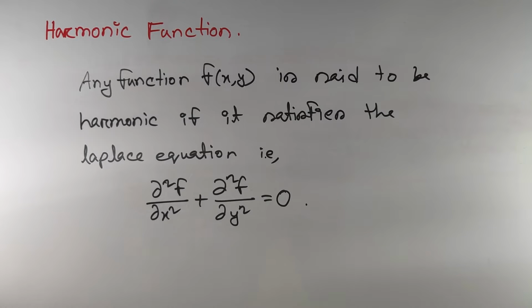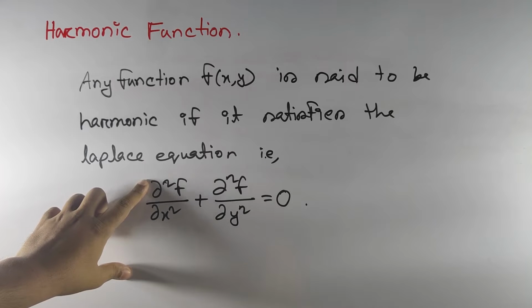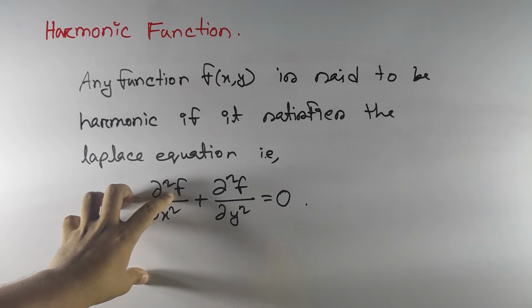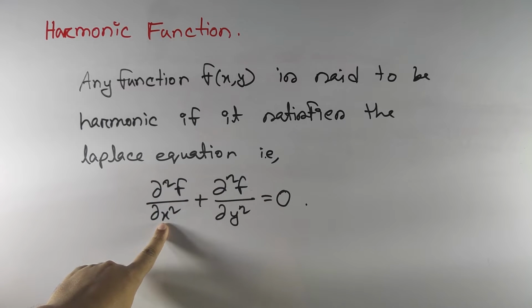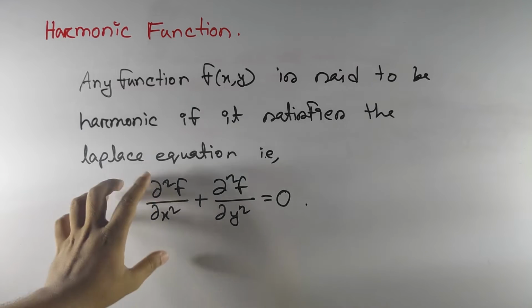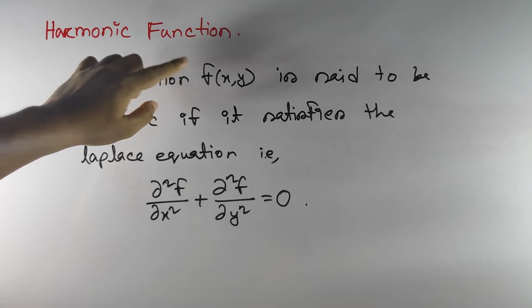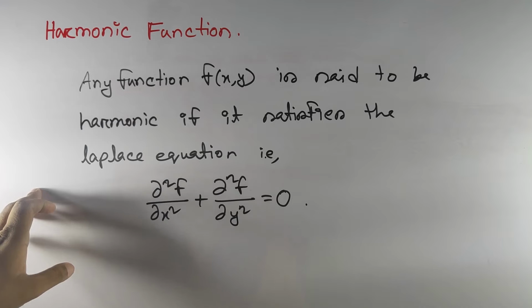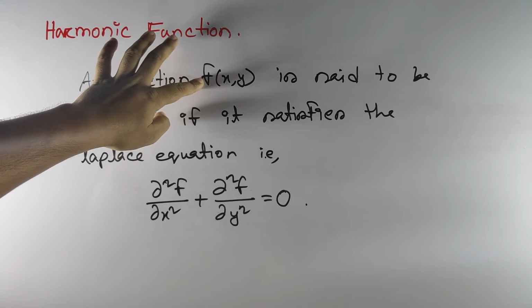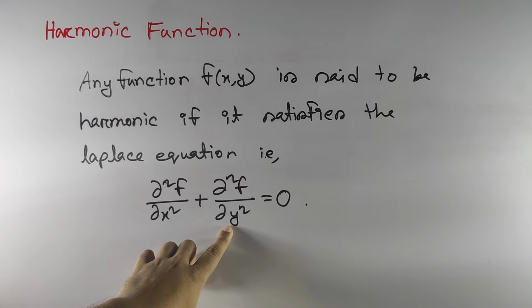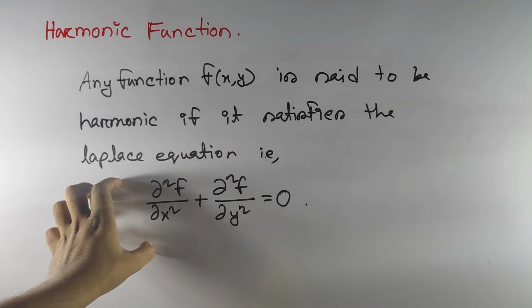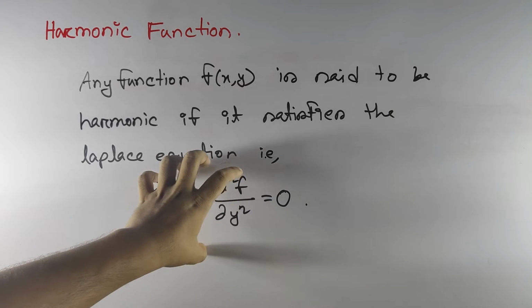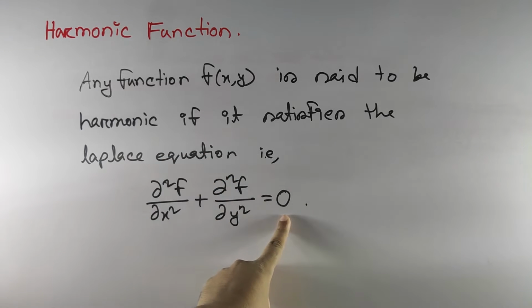That means if we partially differentiate any function f two times with respect to x, and two times with respect to y, and add them, and if the sum is equal to 0, then the function is known as a harmonic function.